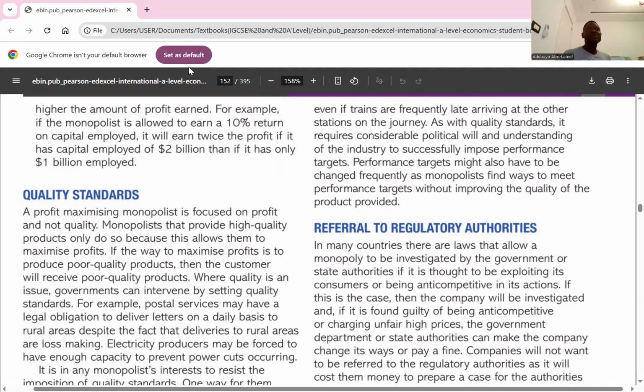But these firms can always find a way around it. They can't change it, but they know how to deceive government when it comes to their process, because it's their production. Government doesn't have information about it. Any question about performance target?